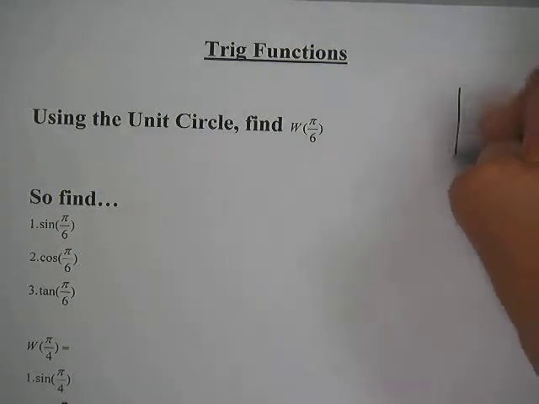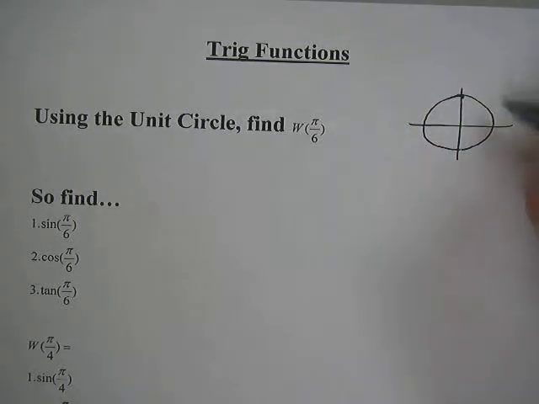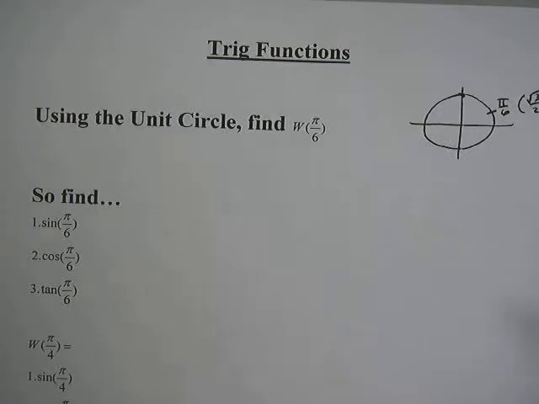Well, if you remember, if we just draw a real quick unit circle here, pi over 6 is in this location right here. So what are the coordinates of pi over 6? Well, they are root 3 over 2, comma, 1/2. So based upon that, what would be the sine of pi over 6?